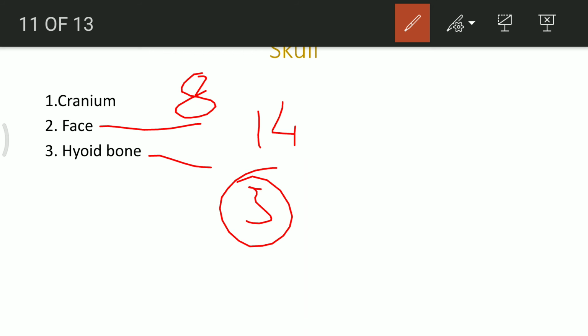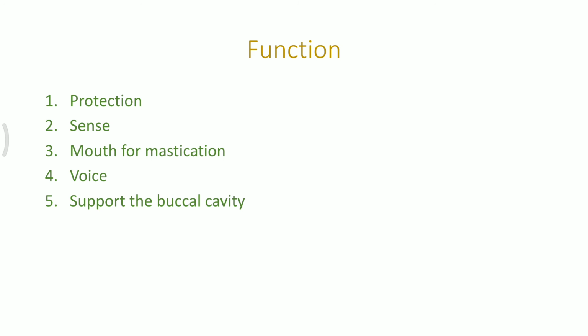So altogether, how many bones are present in the skull? That is the question for you all. You all need to think about the question and answer it. Hyoid bone will be present at the base of the teeth. Sorry, hyoid is present at the base of the tongue, and in that way it forms the axial skeletal system.